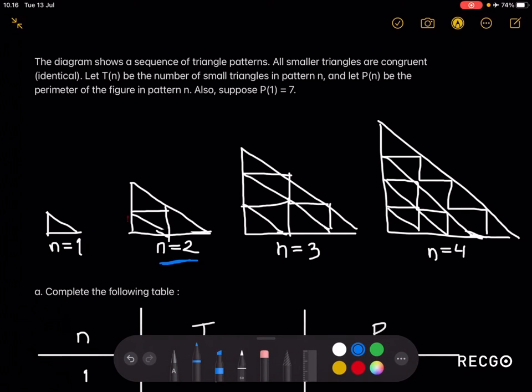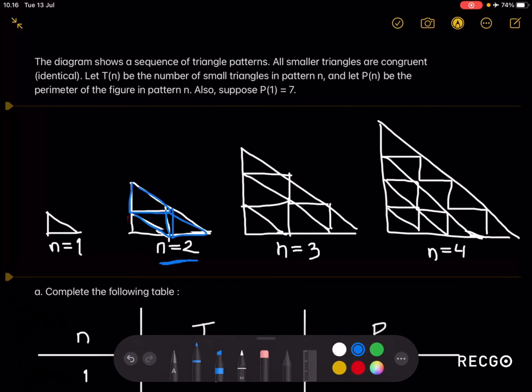Notice that if you want to go to the second pattern, you just need to add to the first pattern 1, 2, 3 triangles. Similar thing if you want to go to the third pattern, you just need to add to the second pattern 1, 2, 3, 4, 5 triangles. And if you want to go to the fourth pattern, you just need to add to the third pattern 1, 2, 3, 4, 5, 6, 7 triangles.